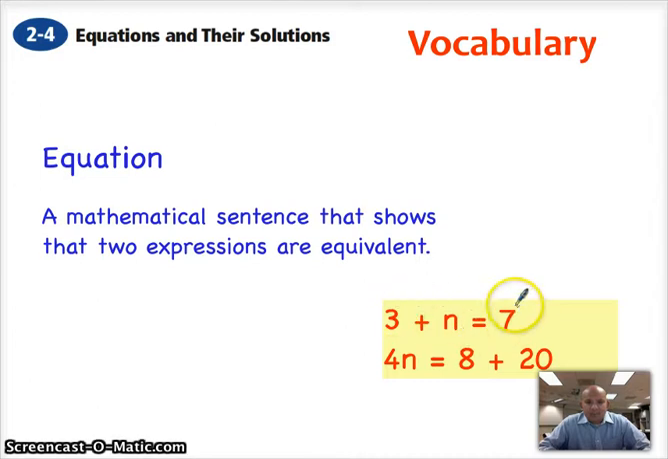This is an algebraic equation. We have the expression 3 plus n, and then we have a 7, which is in itself an expression. Even though it's a single number, it's still considered an expression. Another example is this equation, 4n equals 8 plus 20. Here we have an expression, 4n, and on the other side we have an expression as well, 8 plus 20.